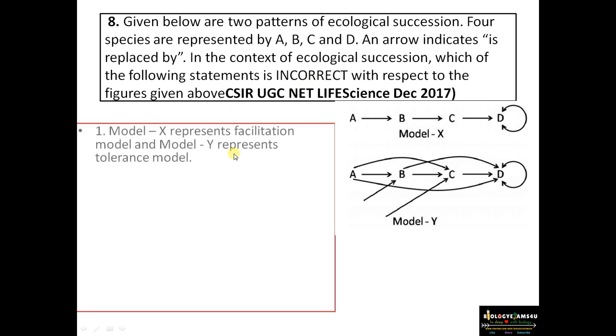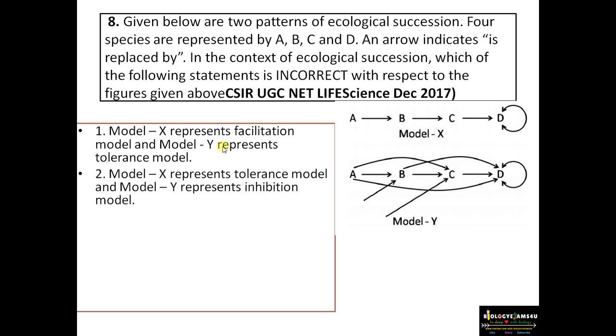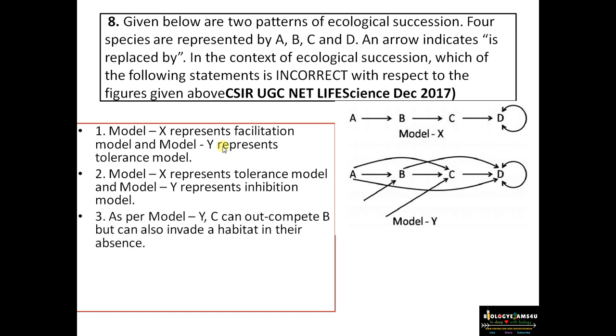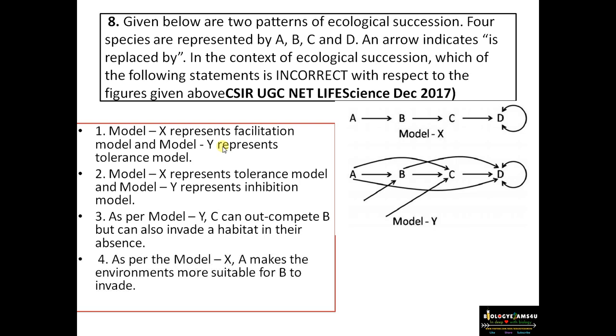Options are: Model X represents facilitation model, and Model Y represents tolerance model. Model X represents tolerance model, and Model Y represents inhibition model. As per Model Y, C can outcompete B, but can also invade a habitat in its absence. As per Model X, A makes the environment more suitable for B to invade.